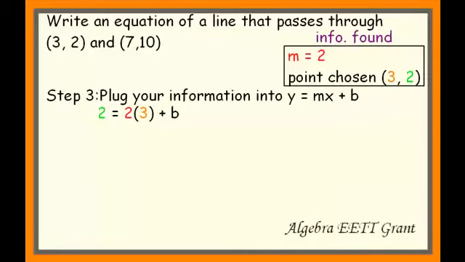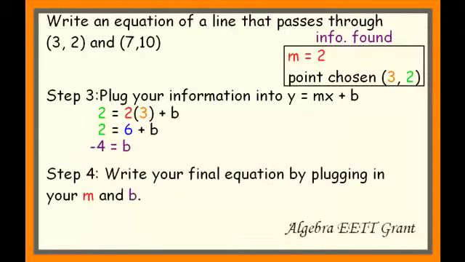The only thing we do not know is the y-intercept. 2 times 3 is 6. Take 6 to the other side, and you get 2 minus 6, which is negative 4. Now we know our y-intercept and we know our slope, so we can write the equation. If we plug the slope and the y-intercept into y equals mx plus b, we get y equals 2x plus a negative 4. Plus a negative 4 is just the same thing as subtracting 4. So y equals 2x minus 4 is our equation.